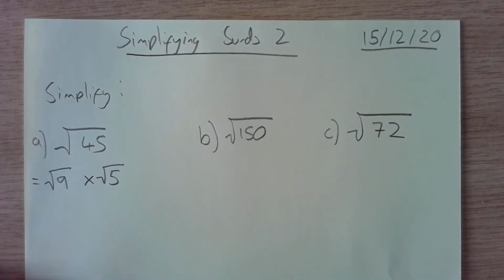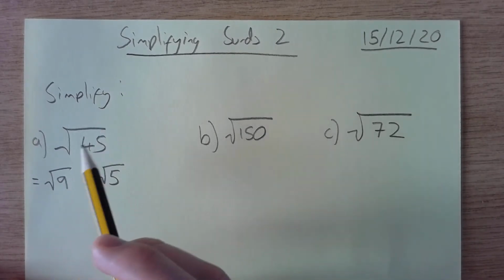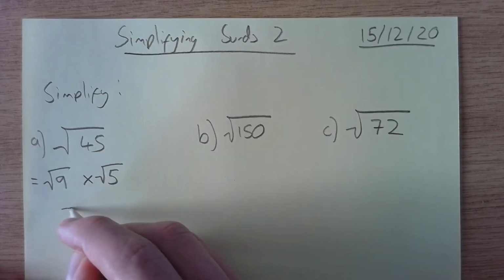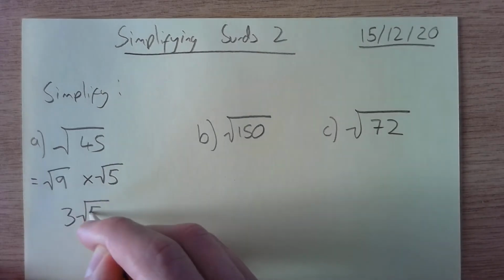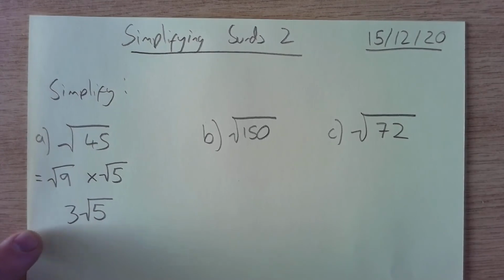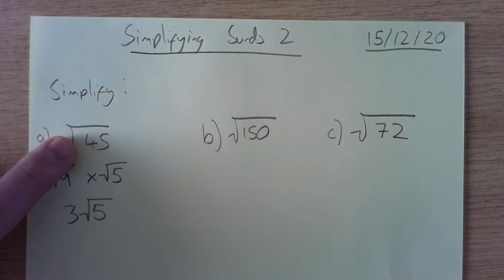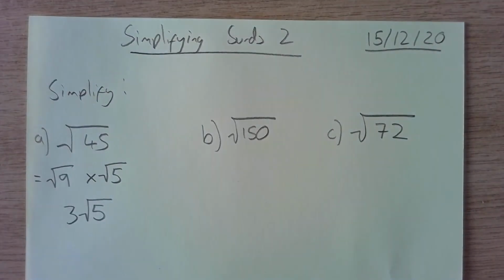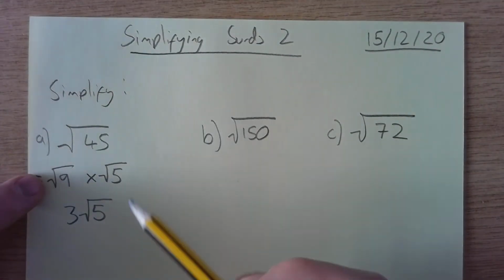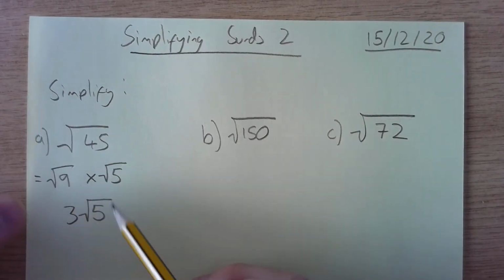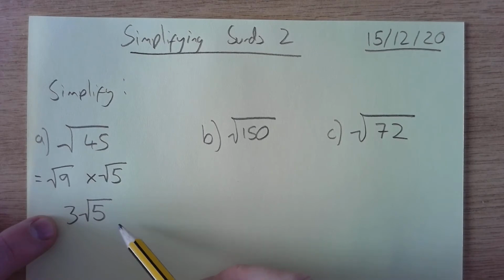But now we know that the square root of 9 is 3. So really root 45 is the same as root 9 times root 5, which is the same as 3 root 5. And we see that as simpler. We prefer to work with 3 root 5 than with root 45. So whenever I see a surd on its own like that, I always look for a square factor. Find the square factor and what you'd have to multiply it by, and then square root it.